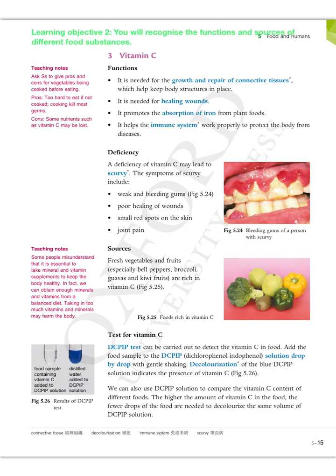The function of vitamin D is to promote the growth and repair of connective tissues. It also helps absorb iron from plant-based food. It also boosts the immune system to fight infections. As such, a lack of vitamin D will cause scurvy, which is characterized by bleeding gums and loose teeth. There will also be poor wound healing and skin spots.